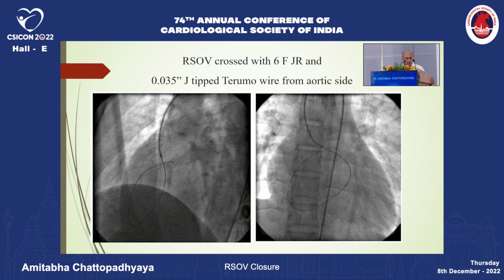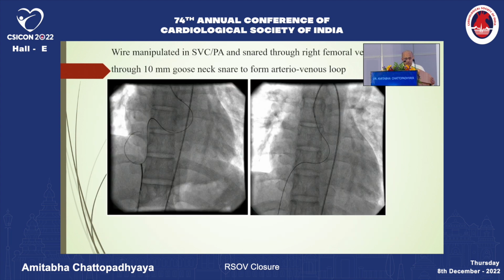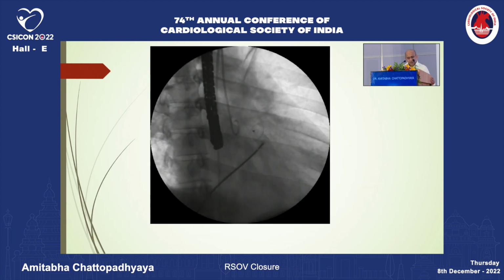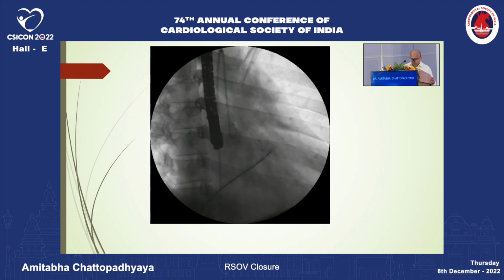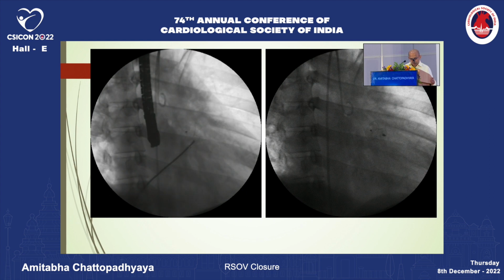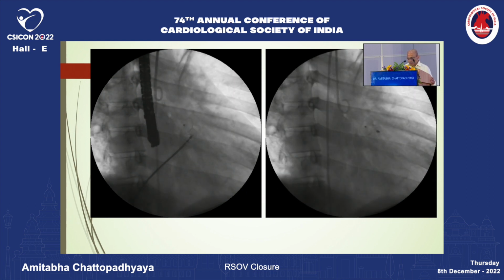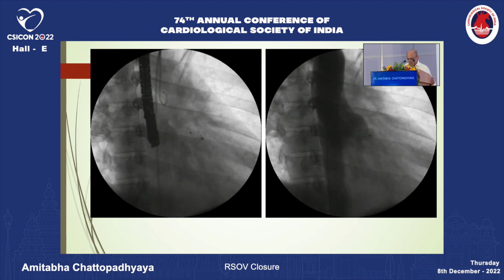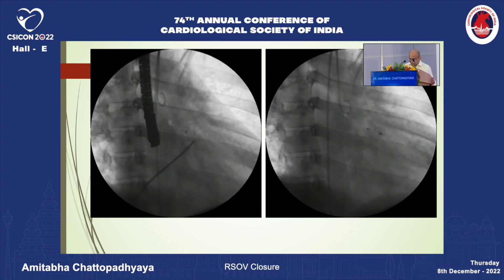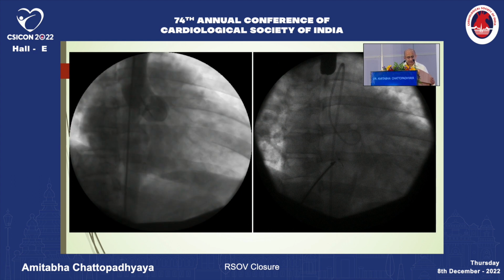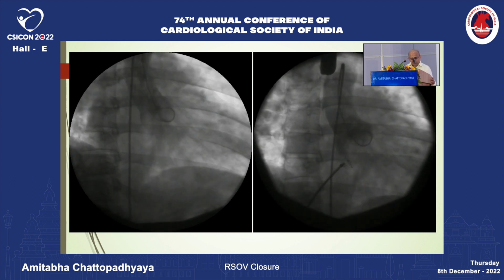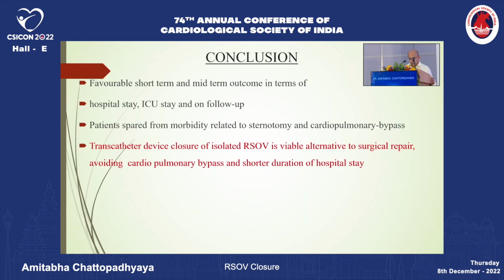So these are the pictures where the arteriovenous loop is being formed with a 0.035 inch J-tip wire from the aortic side, snared from the venous side, and this is the device in situ before the release. The device is being released, and this is the post procedure angiogram, where aortic regurgitation is almost minimal and there is no residual leak. This is a similar case where the rupture is into the right atrium, which has been closed by a similar device.